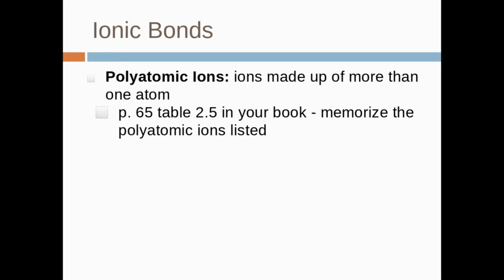We also can have polyatomic ions. These are groups of atoms that have a charge overall. They are listed on page 65 in your book. You will need to memorize these polyatomic ions. We will have a quiz over them. And on the AP exam, you will need to know these. They're not just going to be given to you.